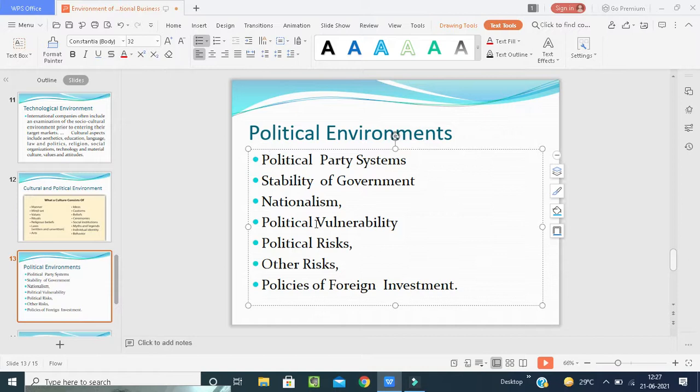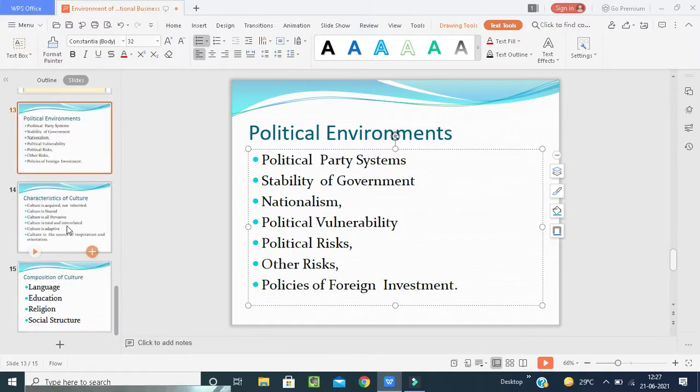They have to know that nationalism should be there. Political vulnerability, political risk, other risk, foreign policy, policy of foreign investment. All these things include the political and cultural aspects.